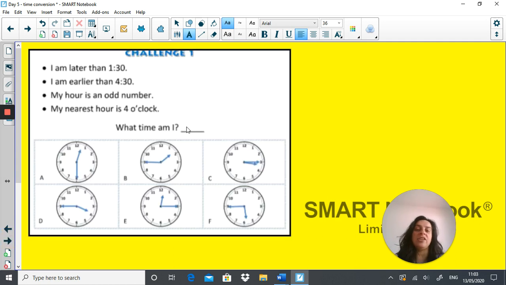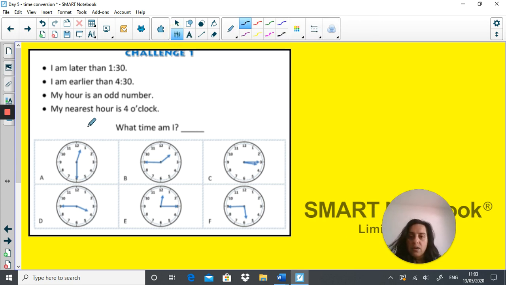So here we have a challenge, and I think you did this as task 4 for yesterday's lesson. I'm going to talk you through how you would take on a challenge like this, because we have quite a few to do. Now, when you have a what am I task, really it's the process of elimination. So you've got these clues here, and these clues will lead you to one of these clocks here. So the challenge 1 is, the first clue is I am later than 1:30.